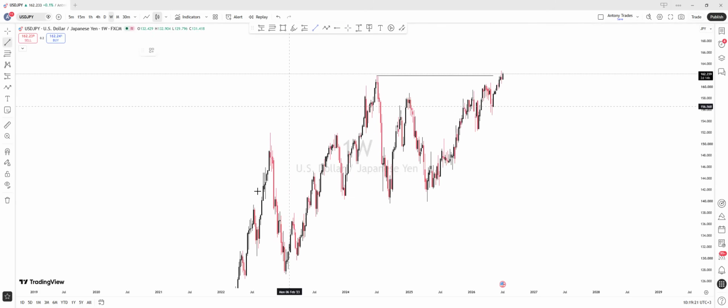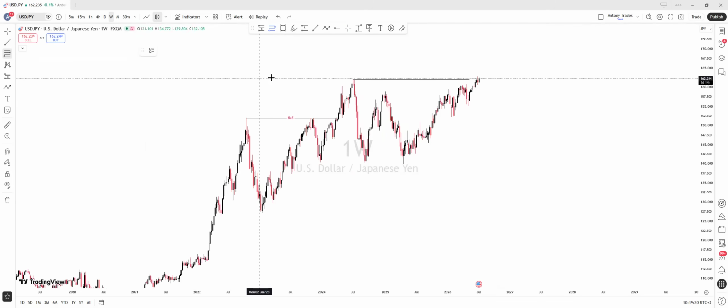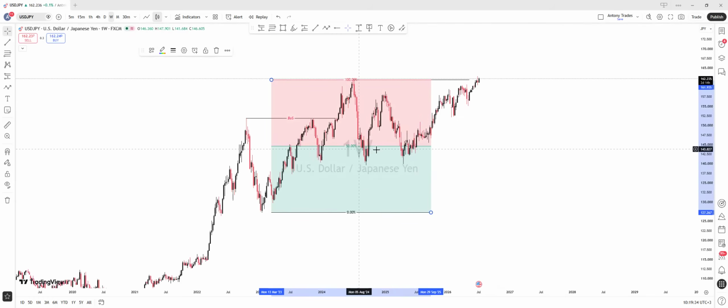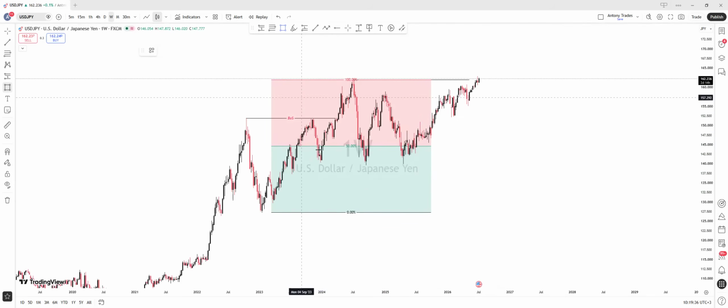What are we seeing? This was the previous break of structure here. That was the previous break of structure. What are we seeing? I believe the market came to the 50%, exactly, came to the discount, reacted from this flip zone, and then started pushing up to the upside.